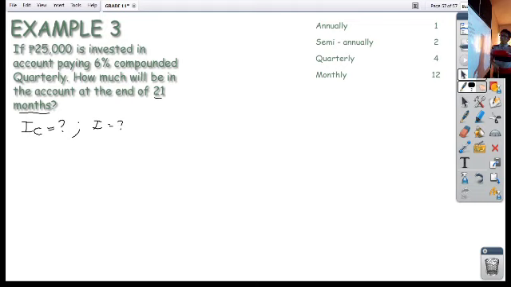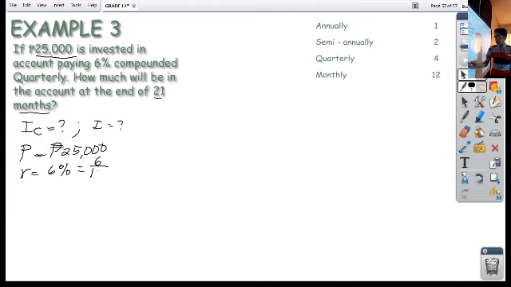Okay, if 25,000 is invested in account paying. So, nag-invest siya ng halagang 25,000 pesos. That is your principal amount. So, 25,000. And then, invested in account paying 6%. So, 6%. Then, remove the percent sign by 6 divided by 100, that is 0.06. And then, compounded quarterly. So, the value of n now, that is 4, since that is compounded quarterly.